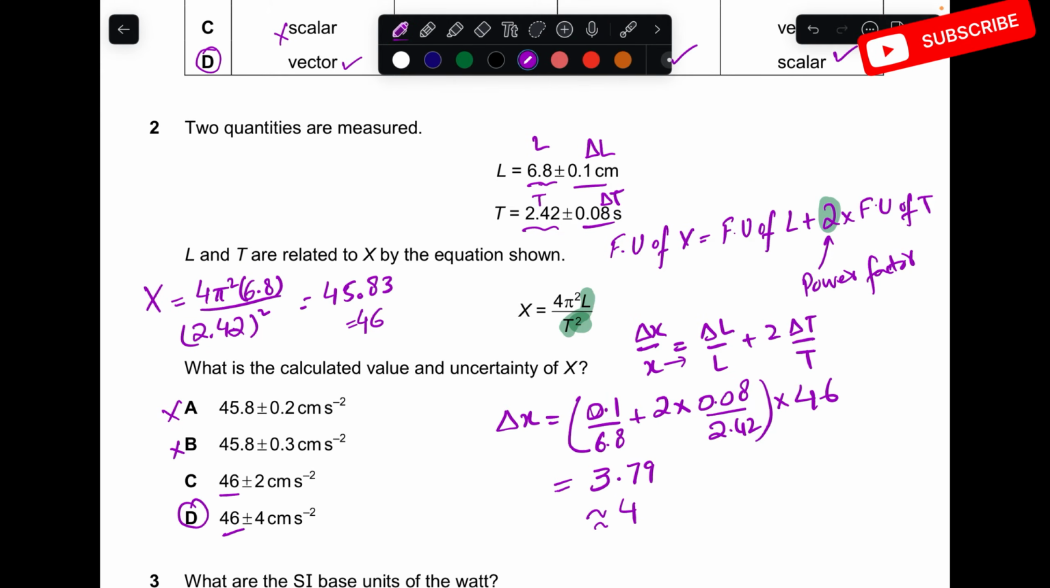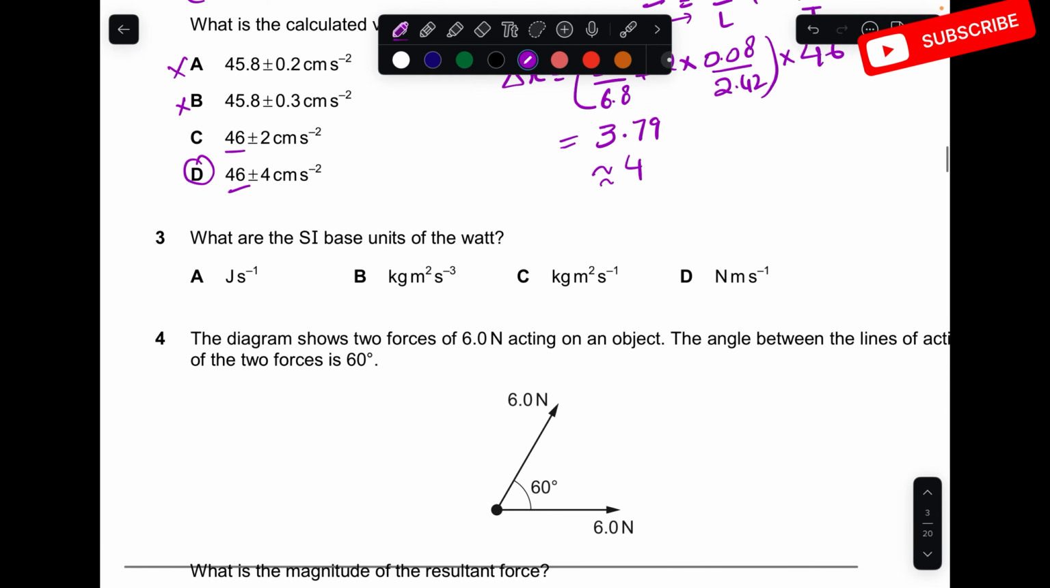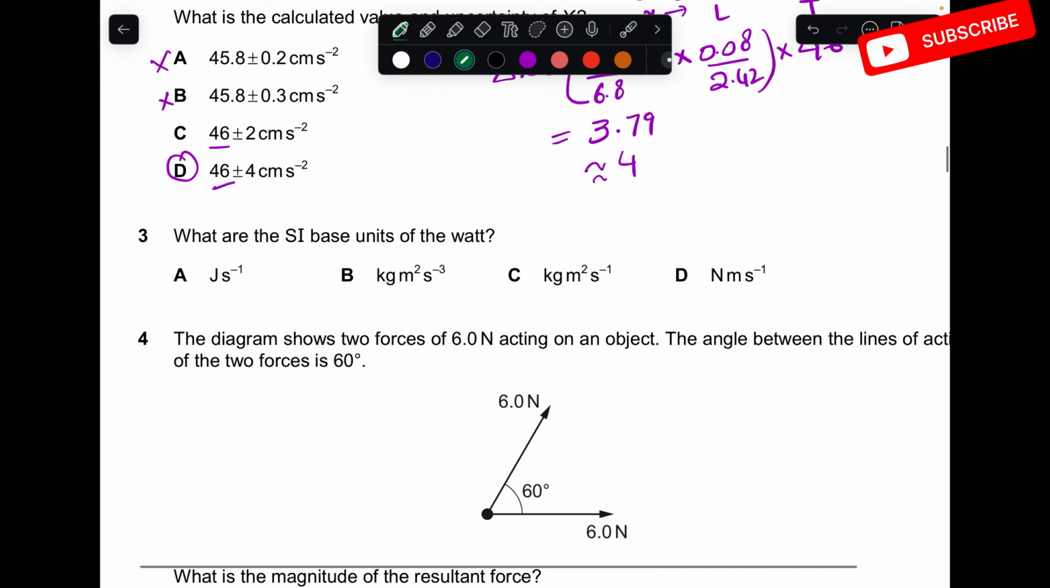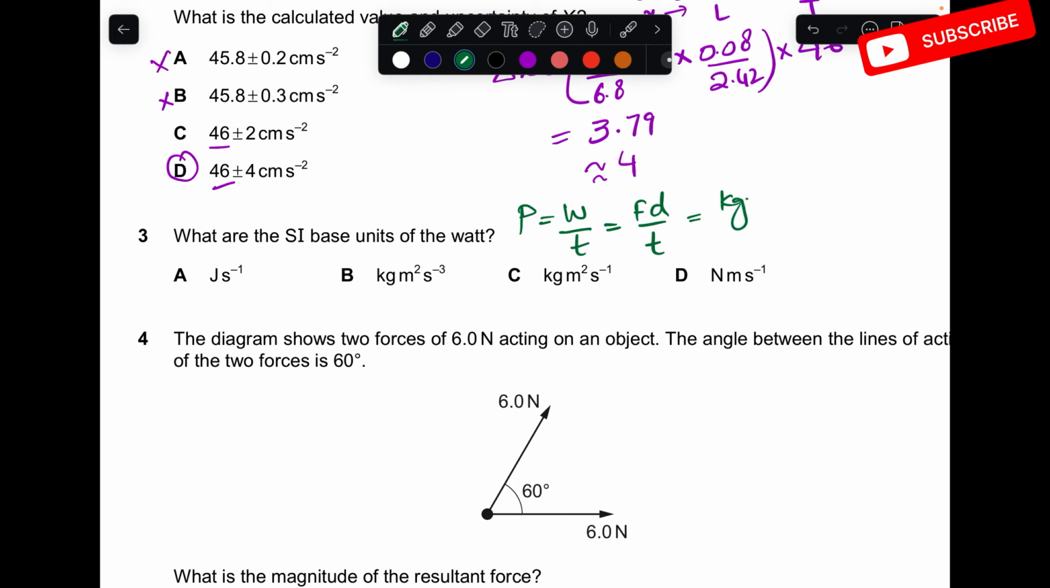Okay, moving to the next question. What is the SI base unit of watt? Very easy question. You should know the formulas. Power is energy over time, or you can say work over time. Work is F into D, divided by T. Now, I assume you know the units of force, distance and time. So force is kg meter per second square, distance is meter, divided by the second. When you simplify this, it will give you B.